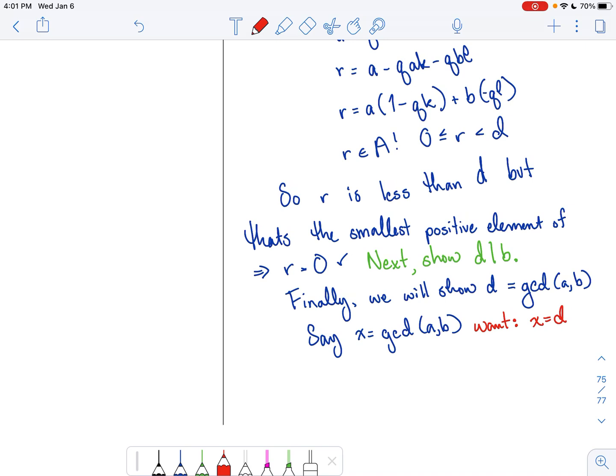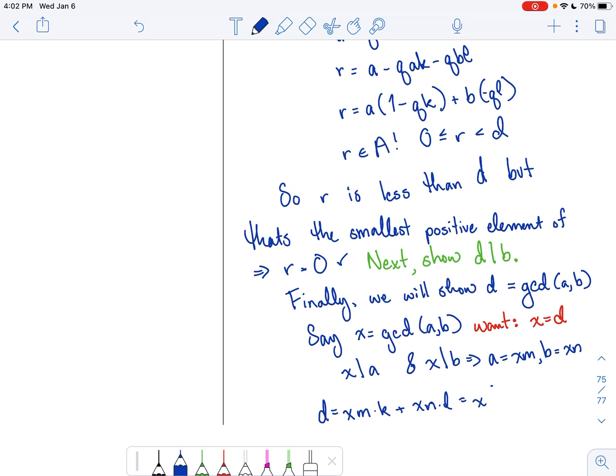So since we know that X divides A and X divides B, and this is where a lot of your problems are going to start for greatest common divisor, we'll say, okay, well that's true, which means that A is equal to XM and B is equal to XN for some M and N in the integers. So therefore D, since D is equal to AK plus BL, we're going to replace A with XM times K, and B with XN times L. That's just our definition of D.